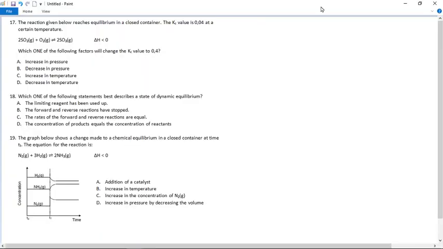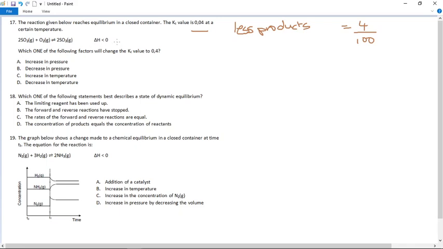Number 17. The reaction given below reaches equilibrium in a closed container. The Kc value is 0,04. This is a fraction, which means that we have fewer products. Remember, 0,04 is the equivalent of 4 over 100. So this means that we don't actually have that many products.